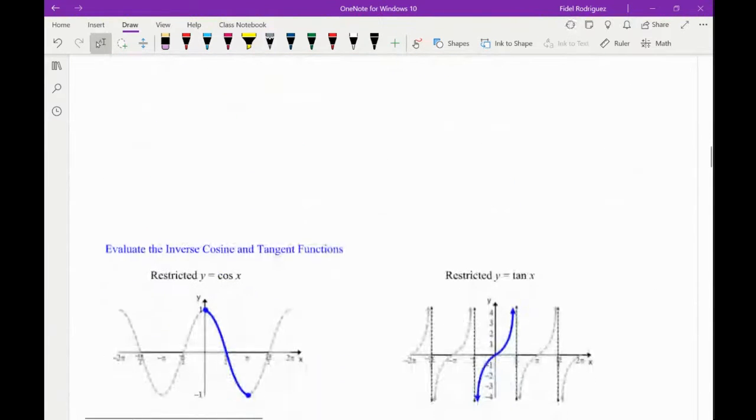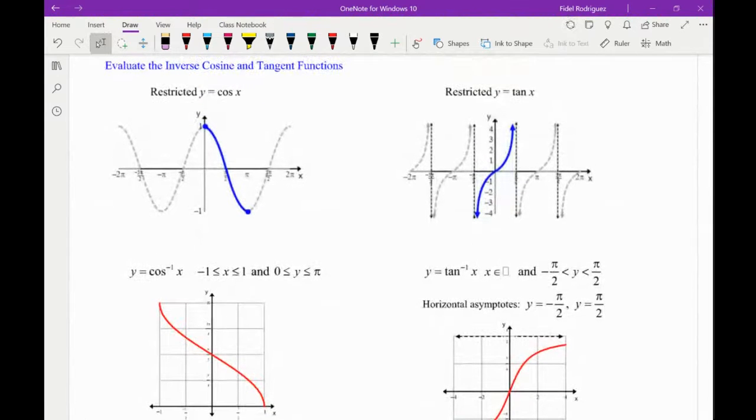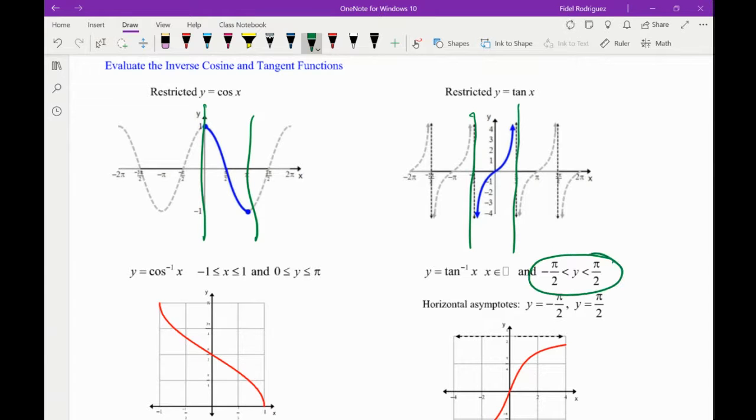Okay, so let me scroll a little bit more. Guys, the same thing happens, the way we had to restrict the domain for sine, the same thing happens with cosine, with tangent, things like that. So for cosine, y'all, we're restricting the domain between 0 and pi. And for tangent, we're restricting the domain, again, between negative pi over 2 and pi over 2, but we are not including those numbers. Okay, we're not including them.